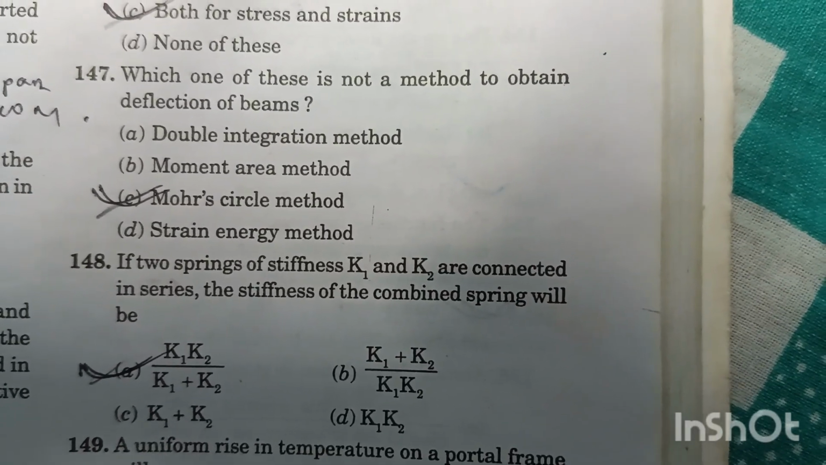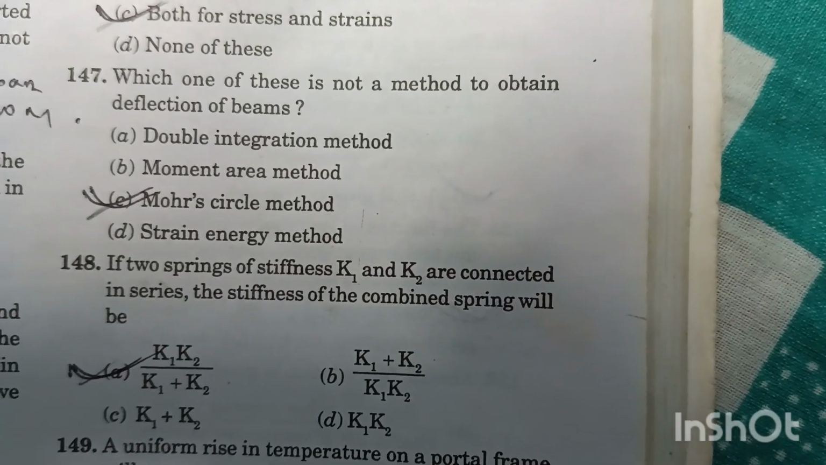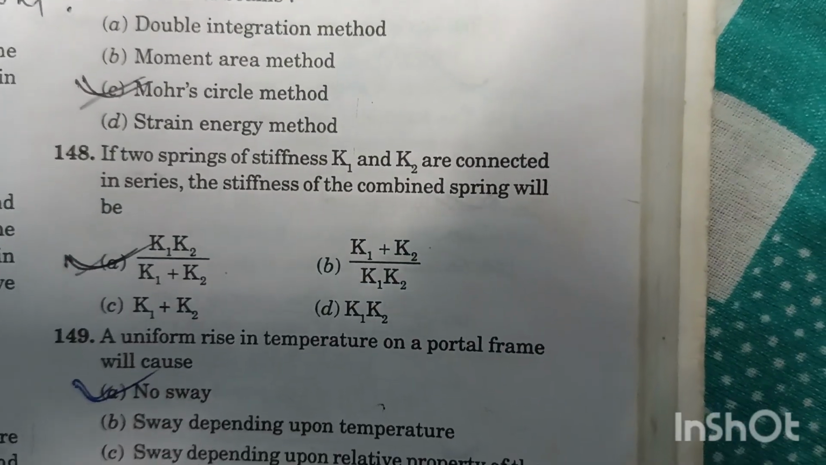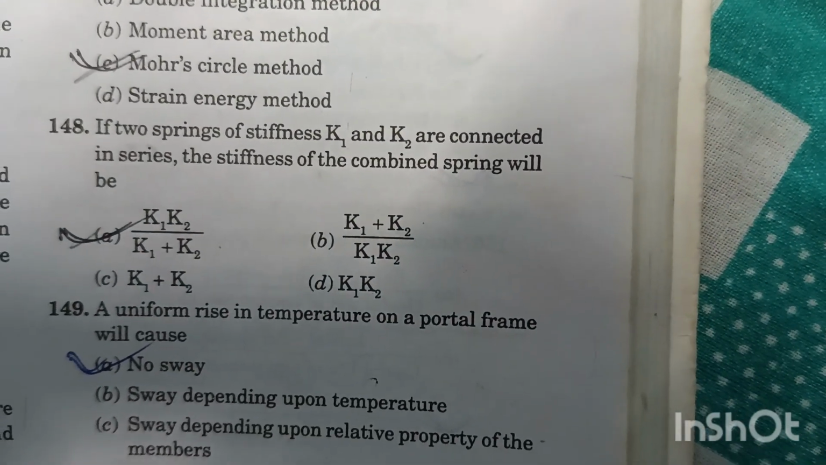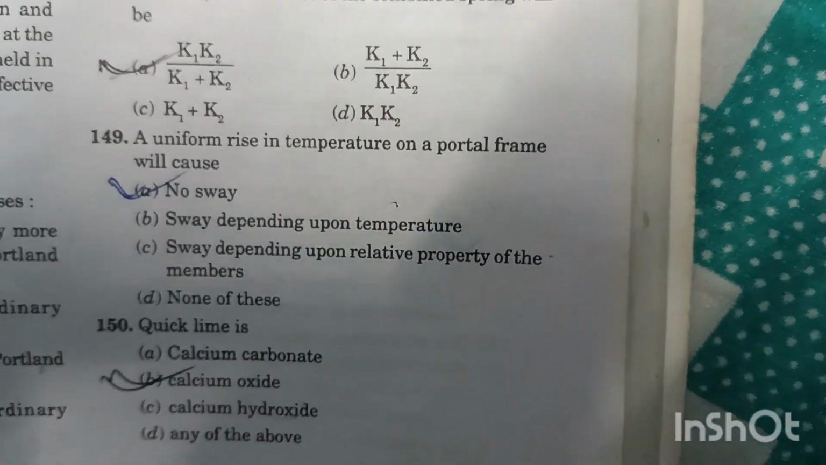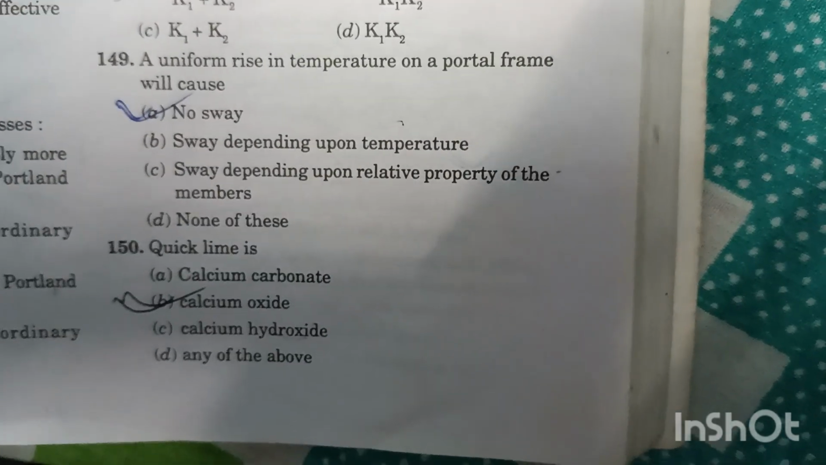And if the springs are connected in parallel, then the stiffness of the combined spring will be K1 plus K2. Question number 149. A uniform rise in temperature on a portal frame will cause no sway. Option A is the right answer. Question number 150. Quick lime is calcium oxide. Option B is the right answer, CaO.